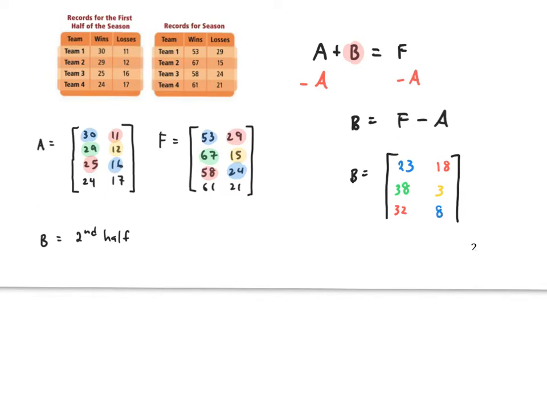And 61 minus 24 is 37. And lastly, we do the last element to get 21 minus 17, which is a 4. And there we go. So we know what B is.